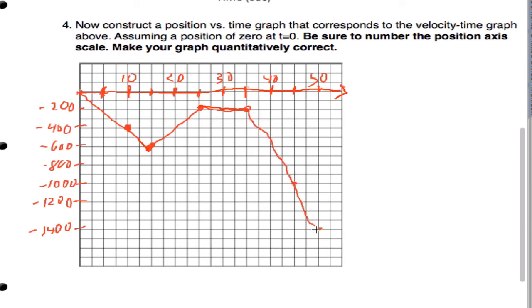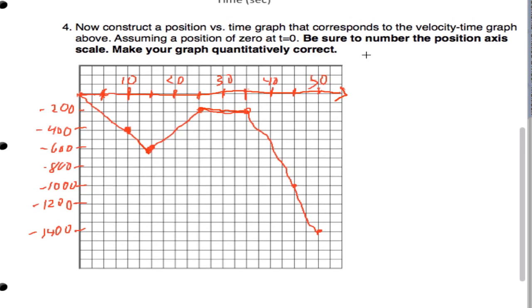That's supposed to be a nice straight line. It's horribly drawn, and I apologize for that. But this is what the graph ends up looking like. So that's problems 3 and 4.